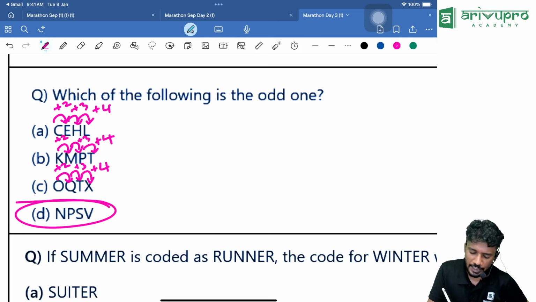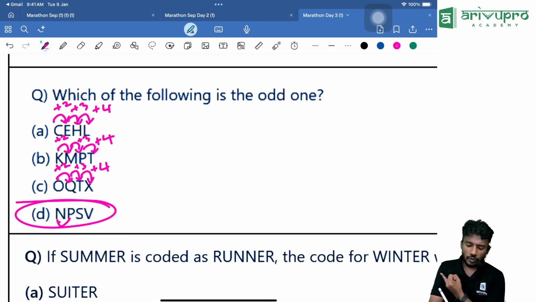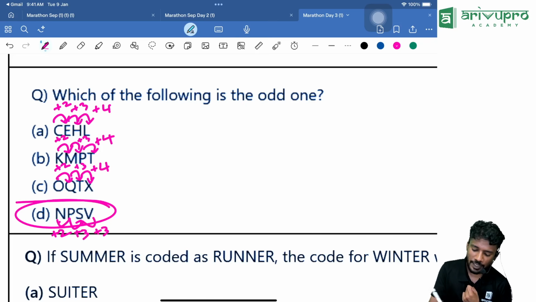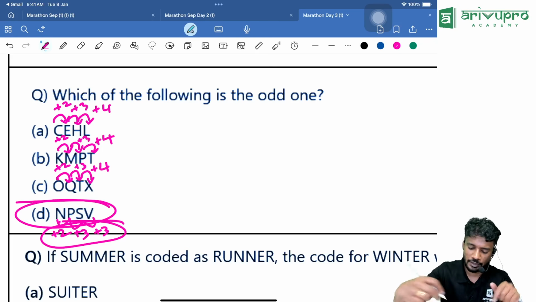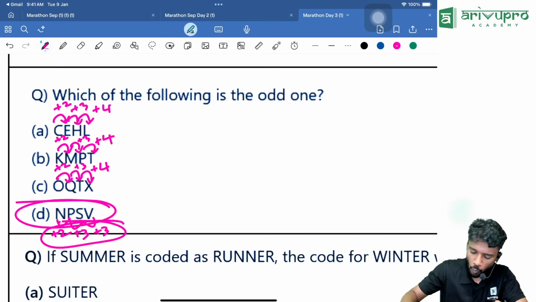Check there. N is becoming P. Plus 2, or? Yes. P is becoming S. Plus 3, or? Then S is becoming V. Plus 3. That means the pattern here is plus 3, plus 2, plus 3, plus 3. In all the others it is plus 2, plus 3, plus 4.